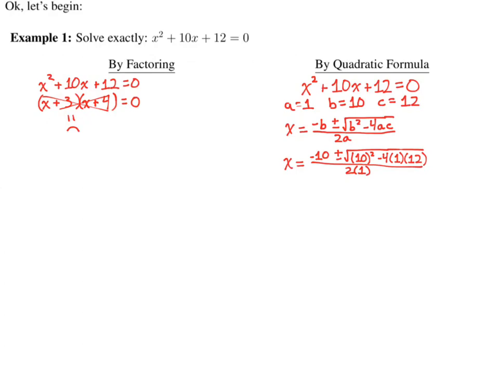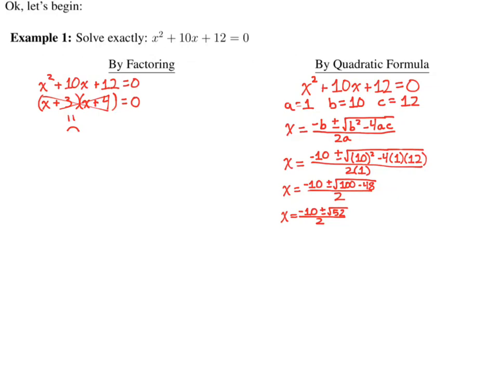All right. Go ahead and work our way through this. Let's see here. We got a 10 squared. That's 100. That's not terribly hard. 4 times 1 times 12 is 48. So it's all over that. The denominator is now just 2. So we're talking about negative 10 plus or minus the square root of, we got 52, over 2. Good times.